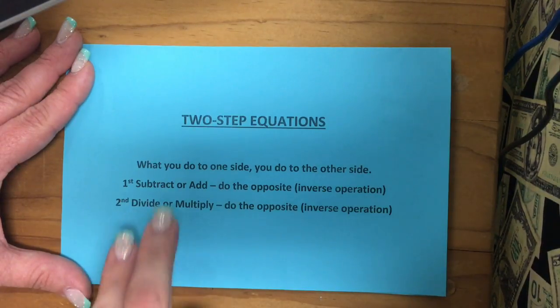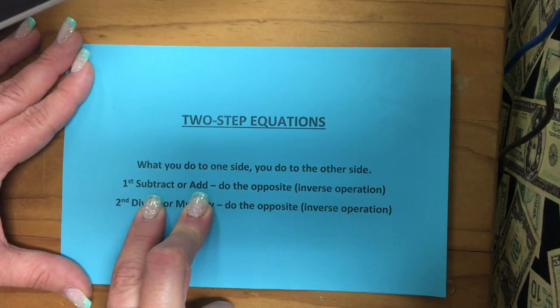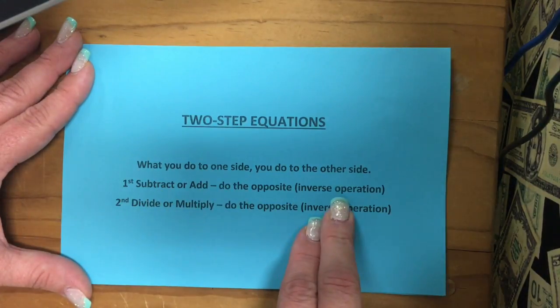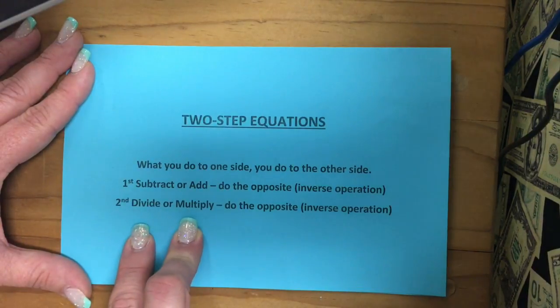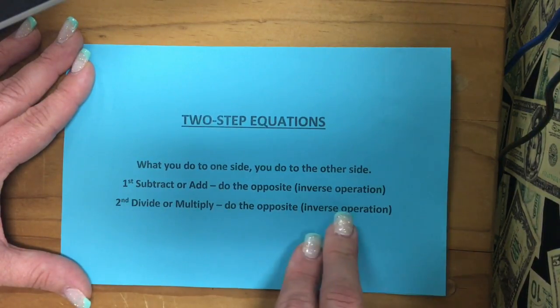So the first thing you're going to do is add or subtract, and that's the opposite, or the inverse operation. After you add or subtract, you'll divide or multiply. Again, that's the opposite, that's the inverse operation.